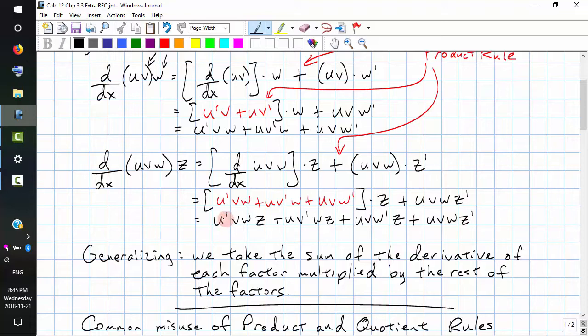We have the derivative of the first factor times the rest. The derivative of the second factor times the rest. The derivative of the third factor times the rest. The derivative of the fourth factor times the rest. So generalizing, we take the sum of the derivative of each factor multiplied by the rest of the factors. And let's just go over this one again. We have u prime v w, so the derivative of the first times the rest, derivative of the second times the rest, derivative of the third times the rest.